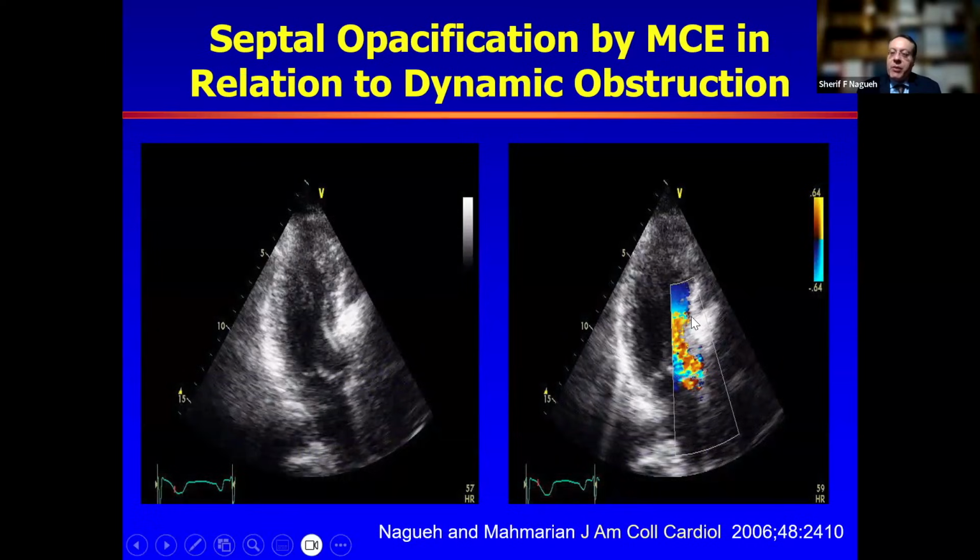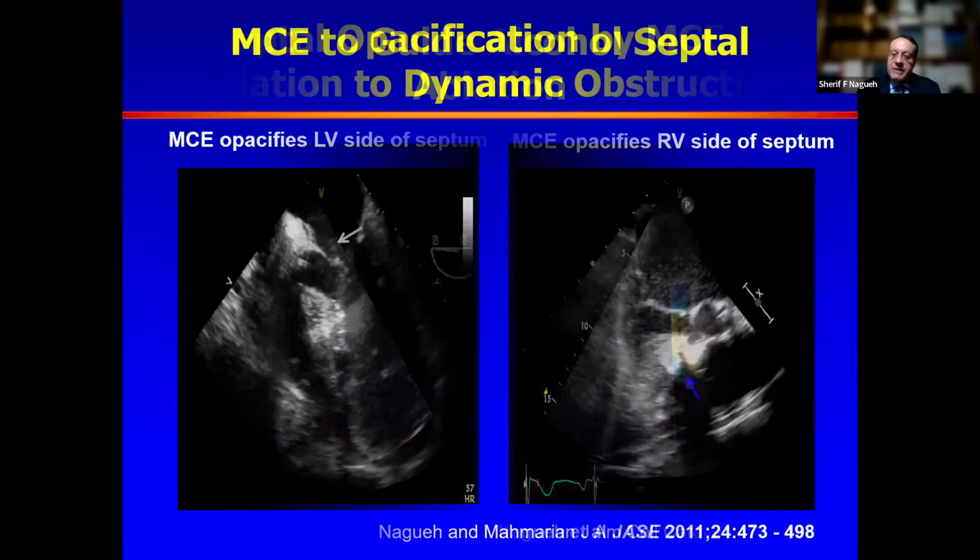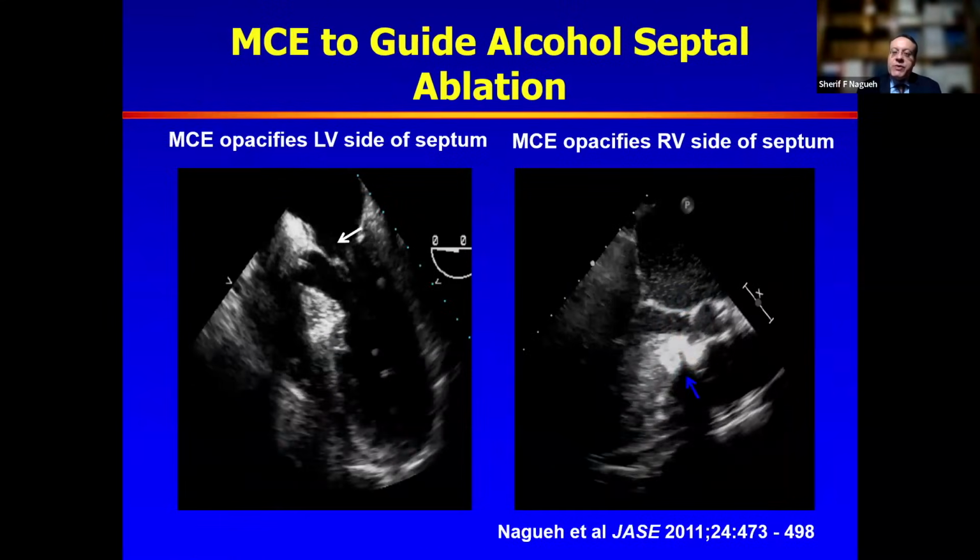We put color Doppler, and we see that where flow is accelerating is where the septum is hypertrophied, so we are in the right spot to target infarction to that segment. Because the septal perforators can supply the RV as well as the LV side of the septum, we want to recognize that. I'm showing examples here with transesophageal echo, but you can get similar results with transthoracic. We rarely do transesophageal echo to guide alcohol septal ablation.